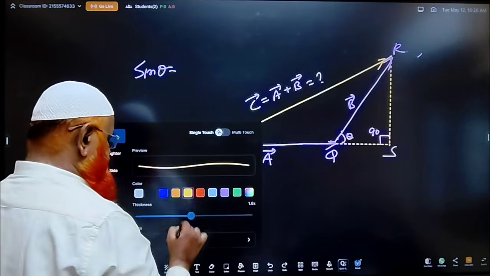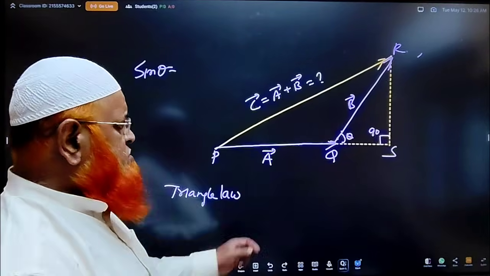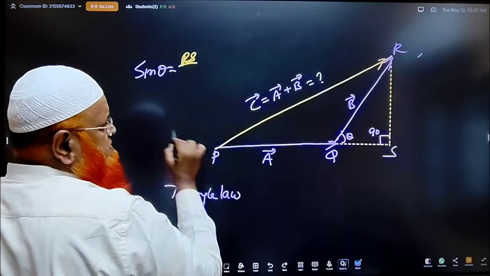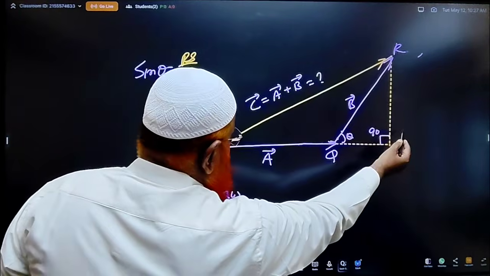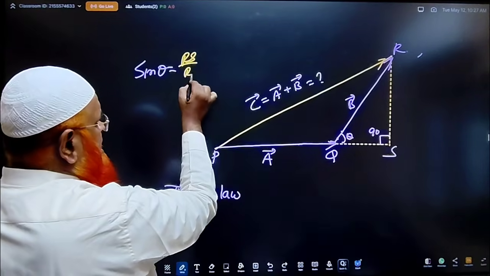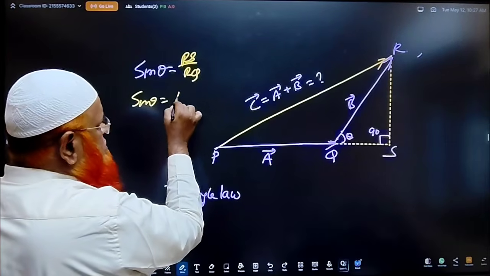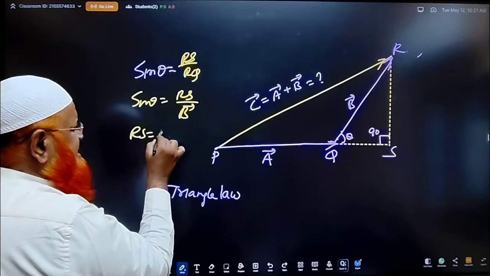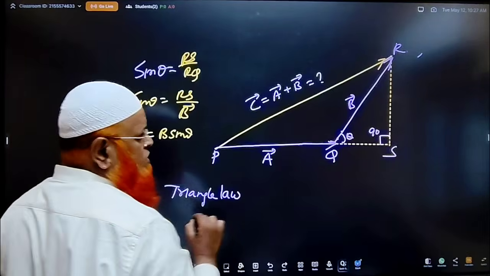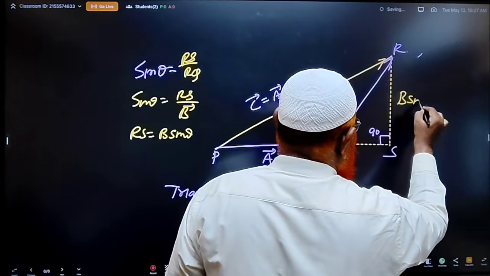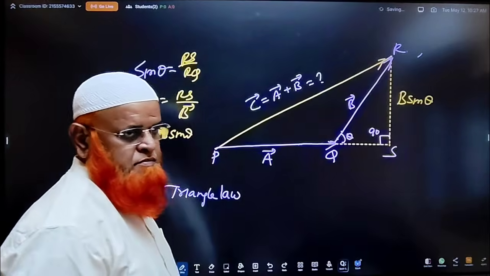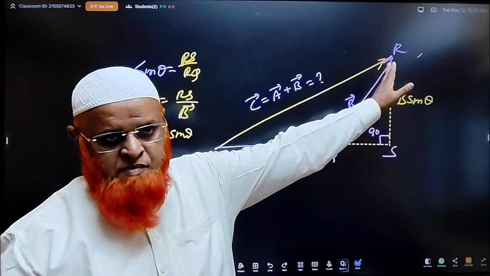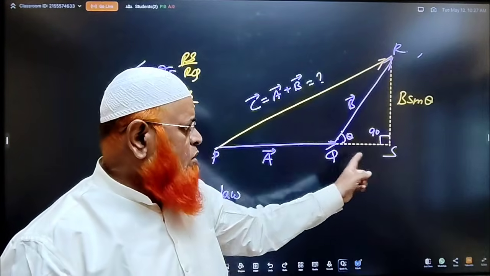Okay. So if this is the situation, what am I going to do now? Sine theta is nothing but opposite side, RS by RQ, opposite side by hypotenuse, which is nothing but RQ. So sine theta is equal to RS by RQ, and RQ is nothing but B bar. So RS is nothing but B sine theta. So I got RS as B sine theta, isn't it? Unknown things I am finding by using a known thing, that is B bar, because I don't know what RS is, I don't know what QS is.